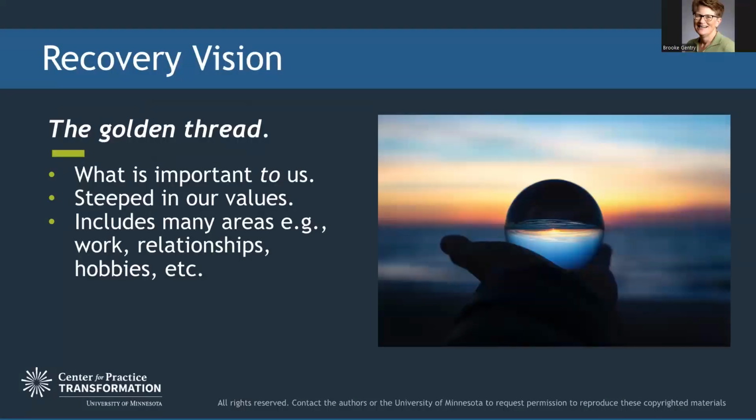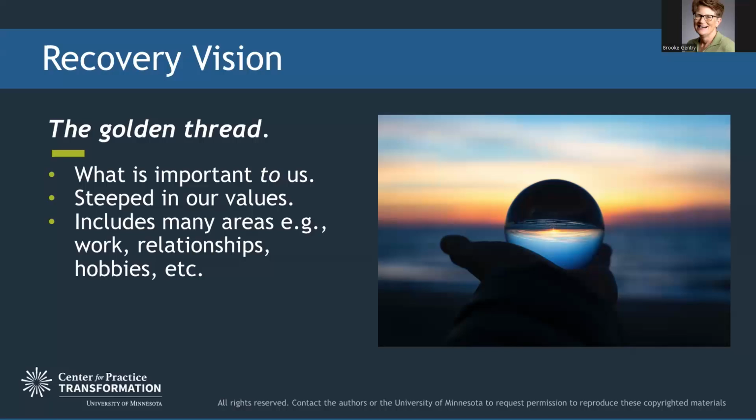And in module 1, then we really work to define a person's vision for recovery. We call it a recovery vision. And this is the golden thread of what guides the work that we do in the E-IMR manual. And so the recovery vision is really what's important to us. It's steeped in our values. It includes lots of different areas of our lives. It might be work, relationships, hobbies, etc. And what we know is many people who come into E-IMR with us have this really good idea of what recovery looks like to them, or they might be able to define that right away.